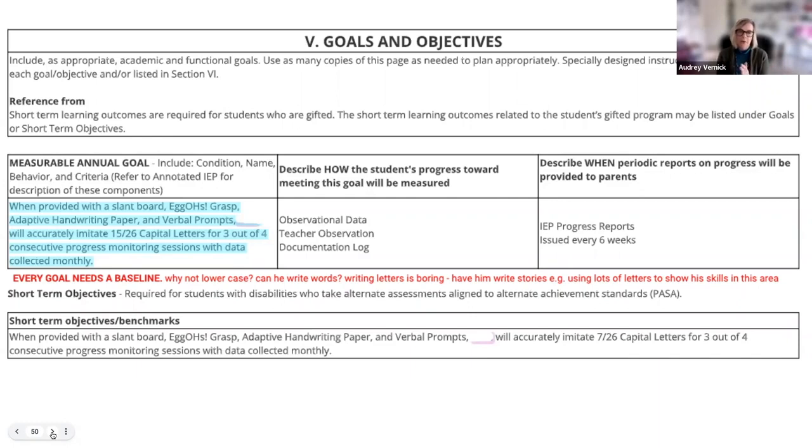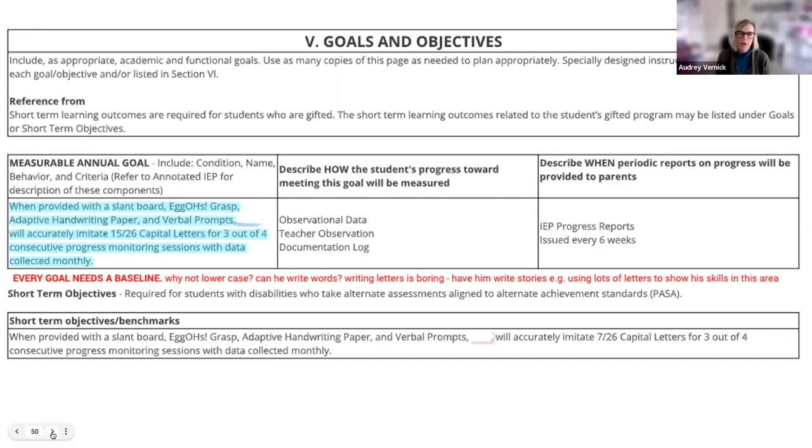So you want to really make sure the goal is ambitious, but also achievable, and that you're measuring it across every opportunity, so you have a data point every single time. And 3 out of 4 progress monitoring sessions, data collected monthly. I think this is probably an OT goal, so maybe they're not doing daily check-ins, but if we're a classroom teacher, I would want data collected twice a week. For OT, someone who might only see the child once a week, I think that's okay.